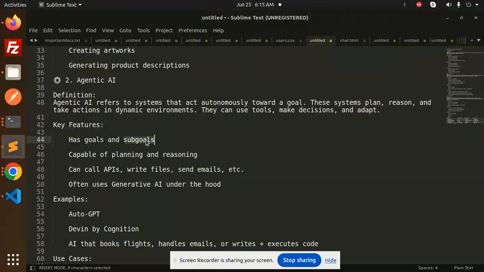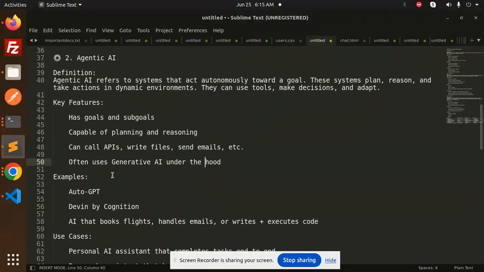It has goals and sub-goals, is capable of planning and reasoning, and can call APIs, write files, send mails, etc. It often uses generative AI under the hood. Examples: AutoGPT, Devin by Cognition AI, that book flights, handle emails, and write plus execute code. So this is agentic AI.